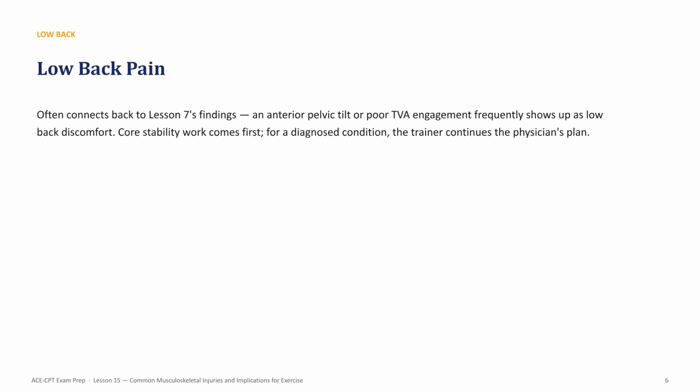So what does that mean for programming? Core stability work comes first. Building a solid foundation through the trunk often addresses low back discomfort at its source. But if a client has a diagnosed low back condition, the same rule from earlier applies here too. The trainer continues the physician's plan. You're not diagnosing, and you're not designing rehab from scratch.